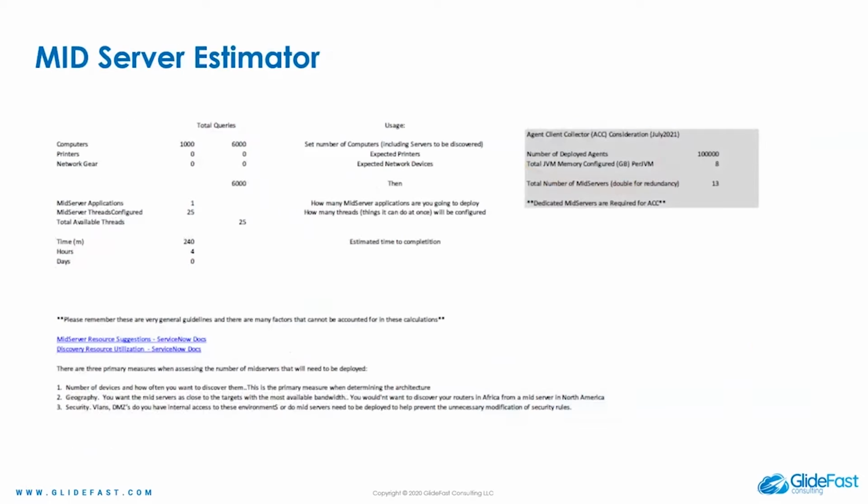Here we have a MID Server estimator. During the bootcamp, they had an Excel file, but I never got a copy of it, where you input the number of computers and it has some calculation, a macro or something, and it spits out the time. So for this example, let's say we have 1,000 computers we want to discover. How long would that take with just one MID Server and 25 threads? On average, it's going to take about 4 hours to discover those things.